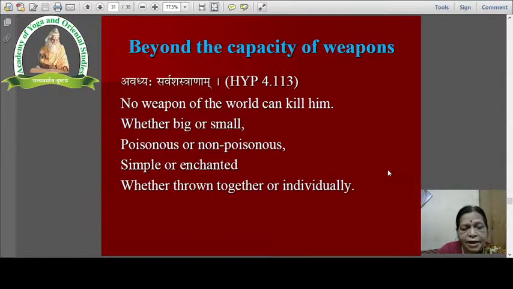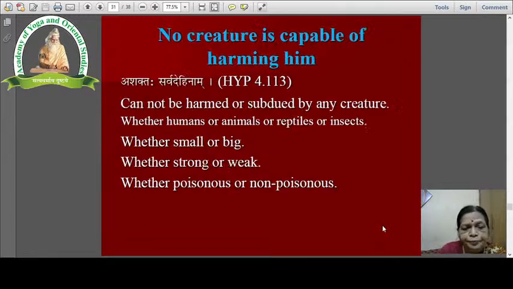Abadhya sarva shastrANAm means no weapon in the world can kill him. Whether it is a big weapon or a small weapon, whether it is a poisonous weapon or non-poisonous weapon, whether it is a simple weapon or enchanted weapon, mantrita, whether all the weapons are thrown together or thrown individually, no weapon can kill him.